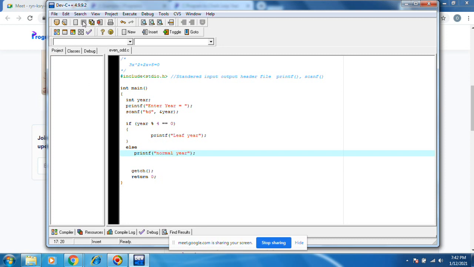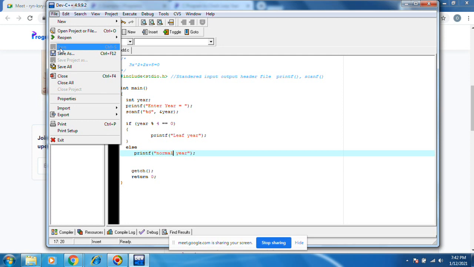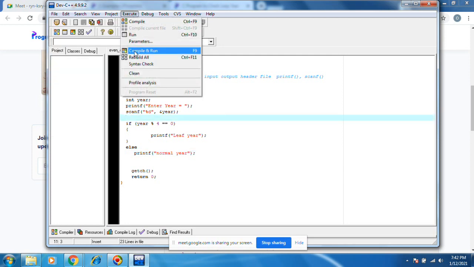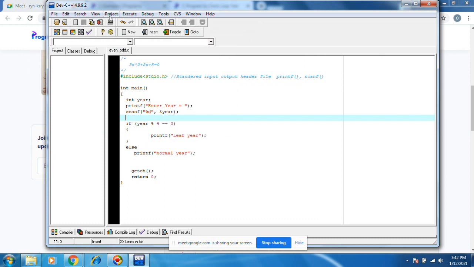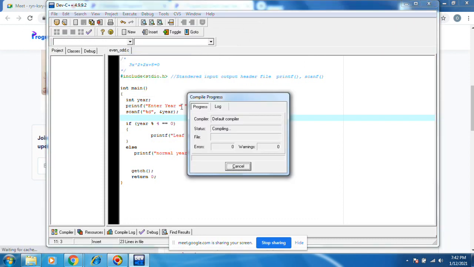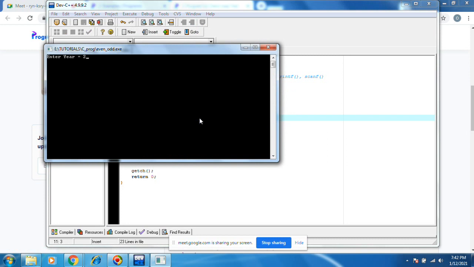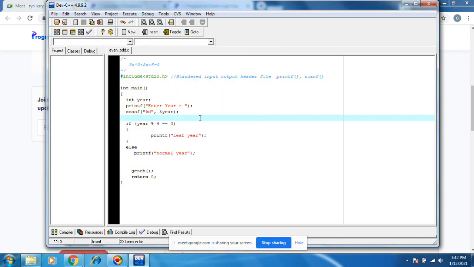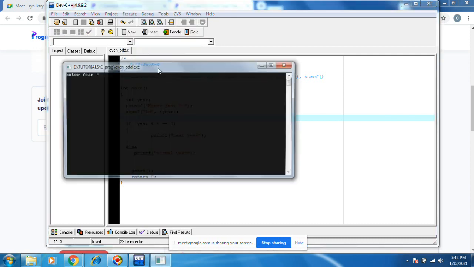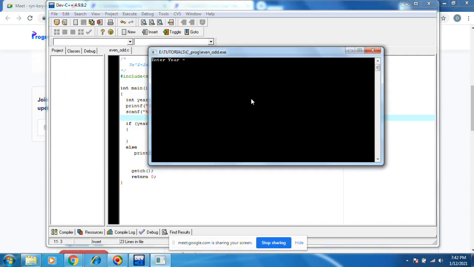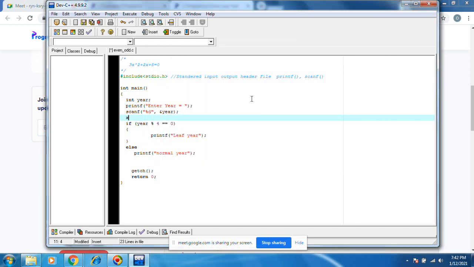Save, file save, and then execute, compile and run. 2014 normal year. Execute, compile and run. Normal year. Execute, compile and run. Leap year. That's it.